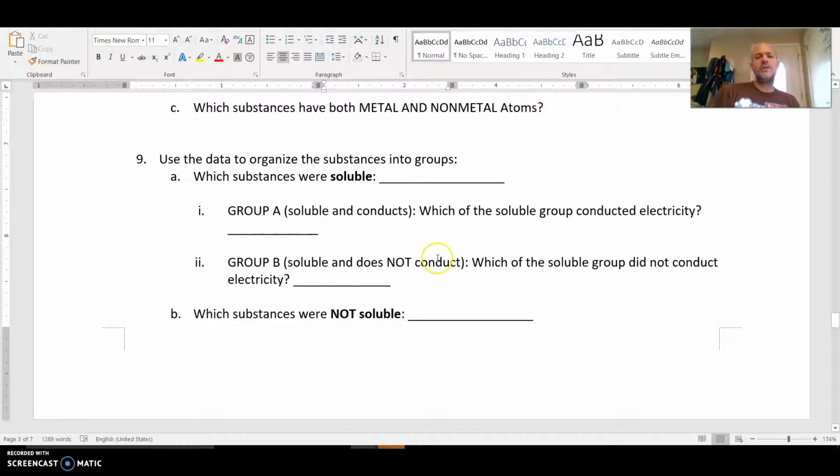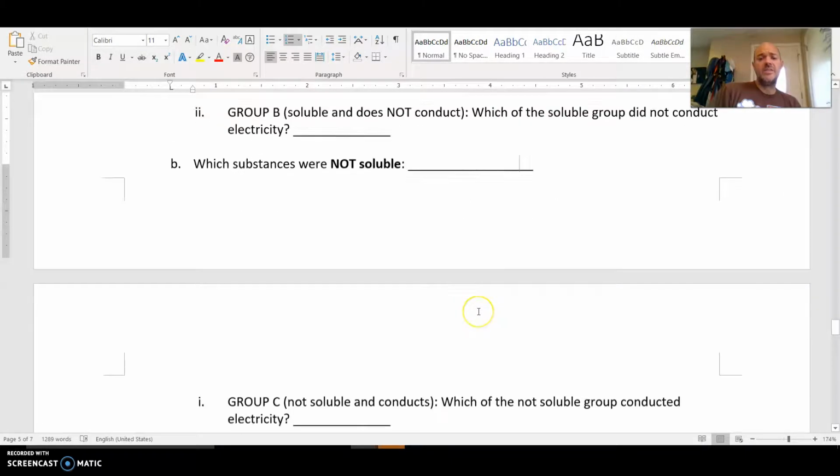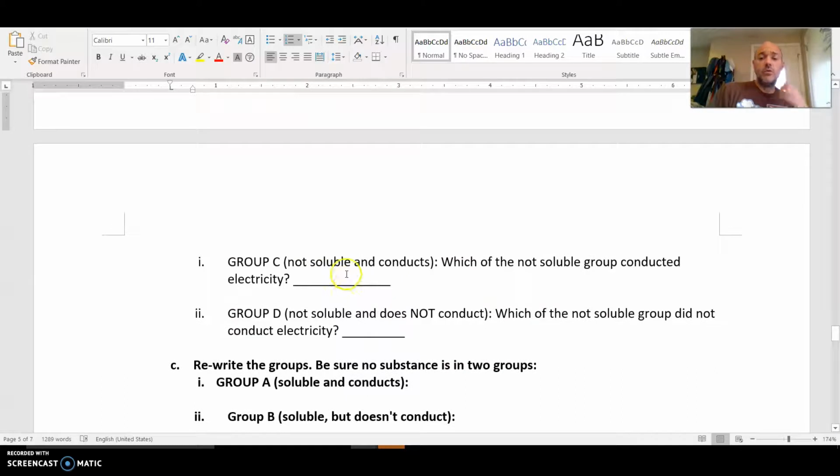And then we're going to organize our substances into groups. Which ones were able to dissolve? List all of them. And then under that, for the ones that were able to dissolve, which ones conducted electricity and which ones did not? Which substances were not able to dissolve? List them all. And then come on down. Which ones in the did not dissolve group, which ones of those conducted electricity and which ones did not?